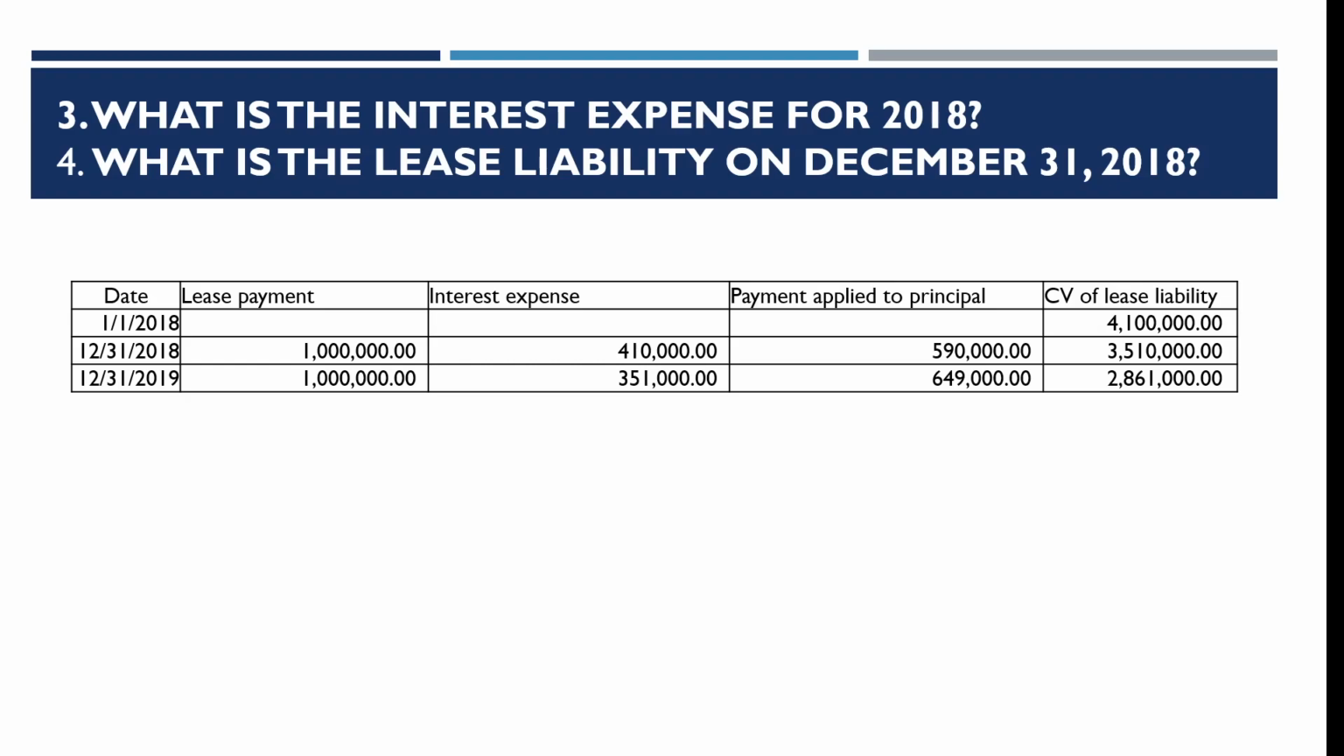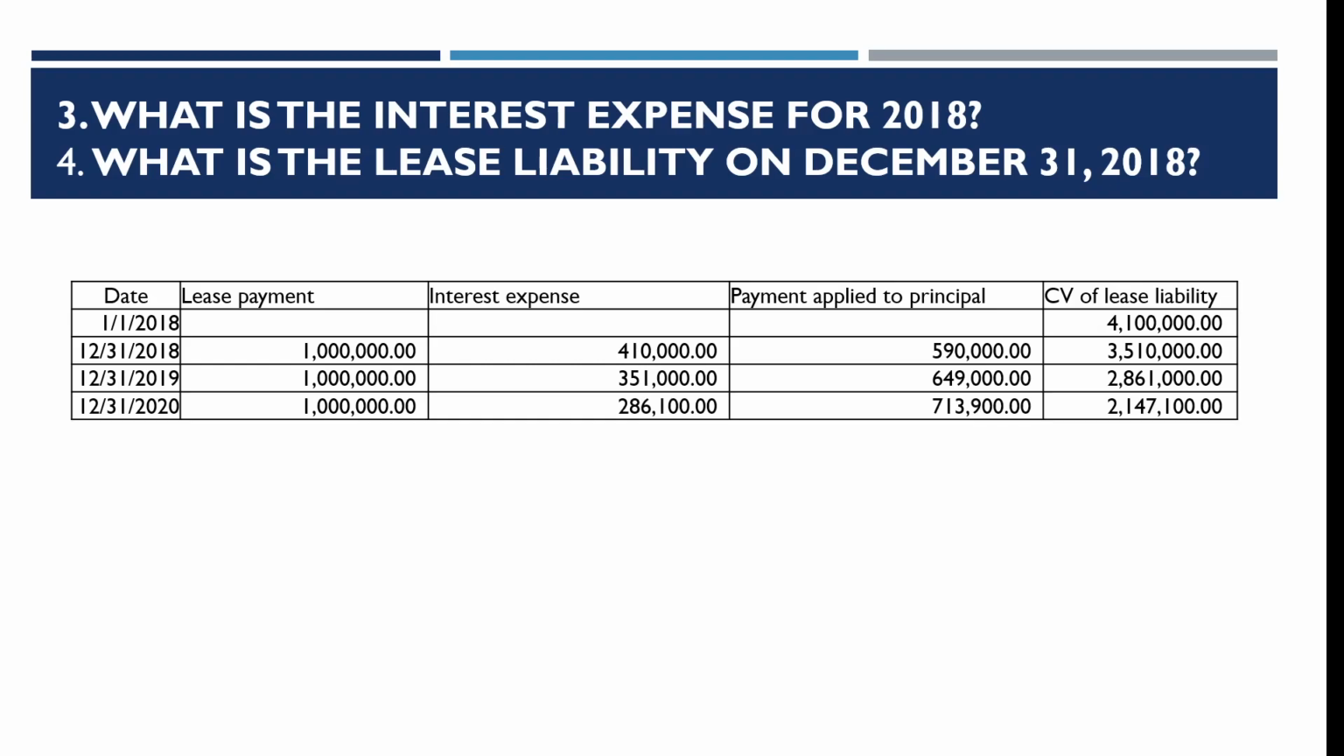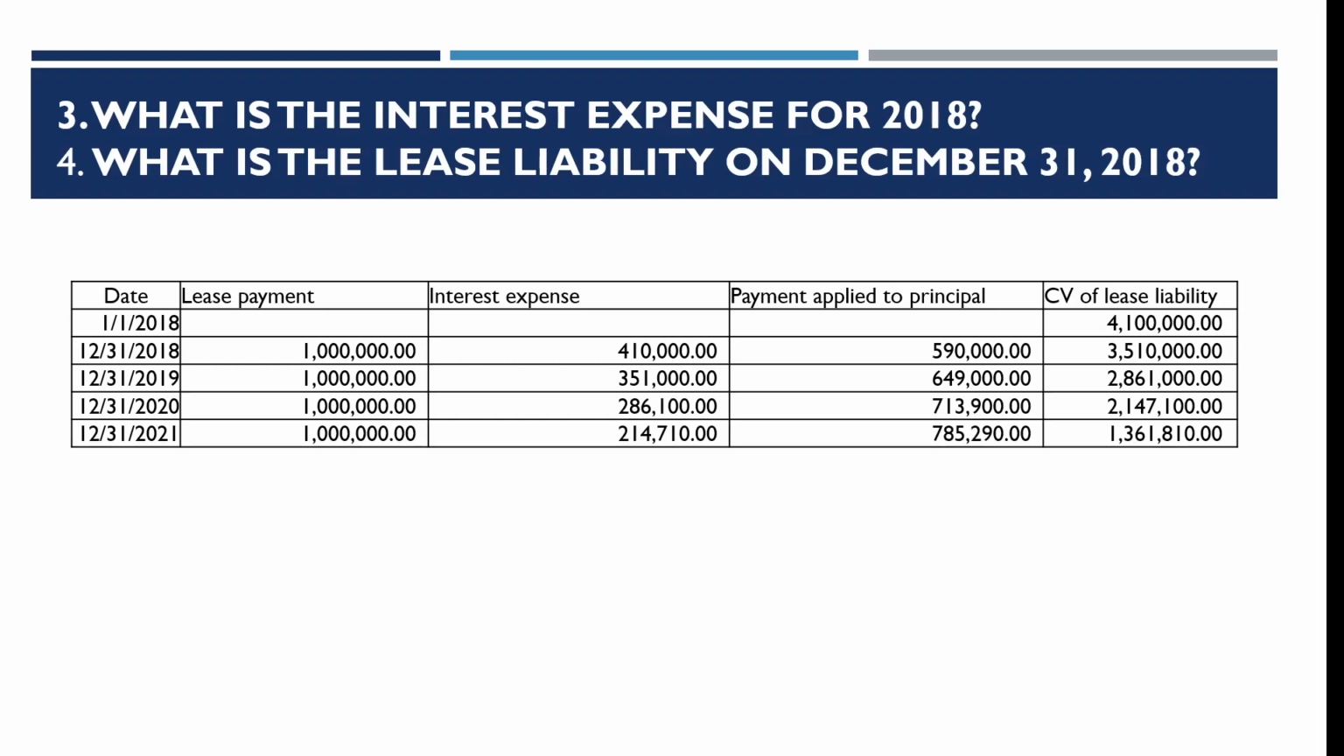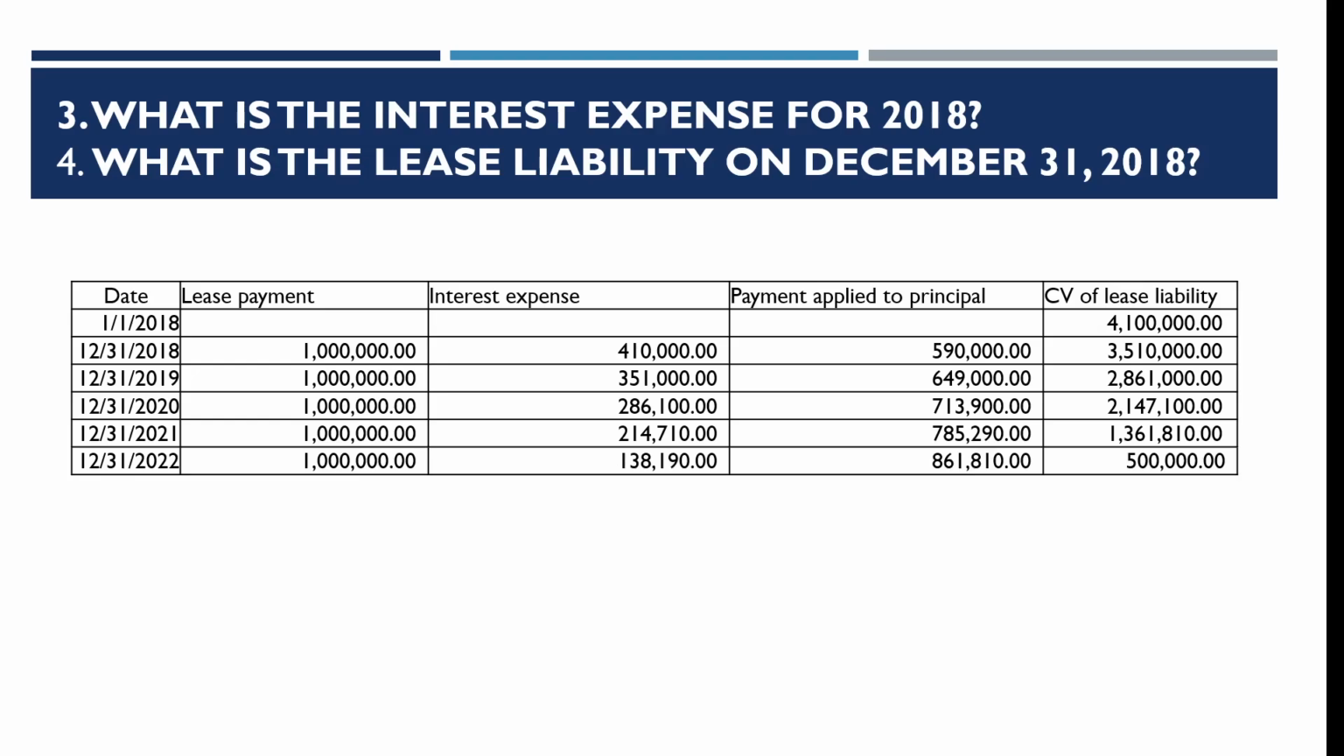Tuloy ko lang yung amortization schedule natin. December 31, 2019, the same procedure. 2020, the same. 2021, 2022. So, kompleto natin yung amortization schedule natin dito. So, ang sagot natin for number 3 would be magkano? 410,000. What is the lease liability December 31? That is 3,510,000.